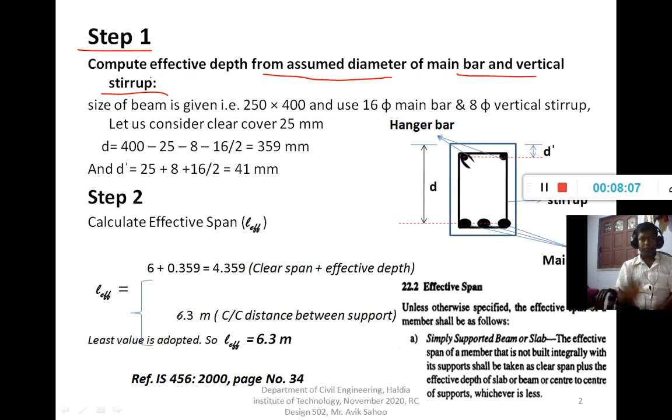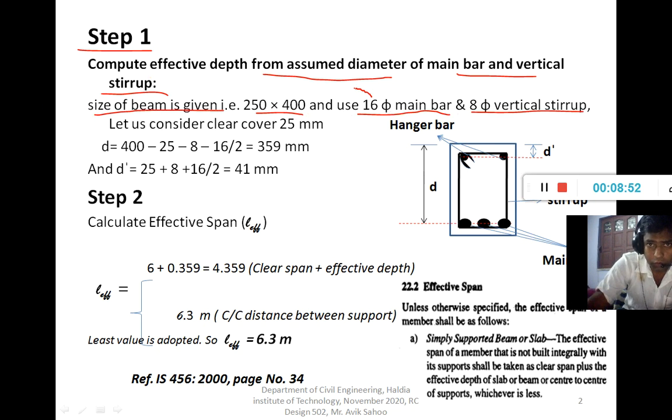So here the size of the beams are given. So that's why there is no need to assume any dimension of the beam, as the size of the beams are mentioned. So only you have to assume the diameter of main bar, means the main bar means tensile bar as well as compressive bar, and vertical stirrup. So size of beam which is given, that is 250 into 400, and let us use 16 mm main bar and 8 mm vertical stirrup.